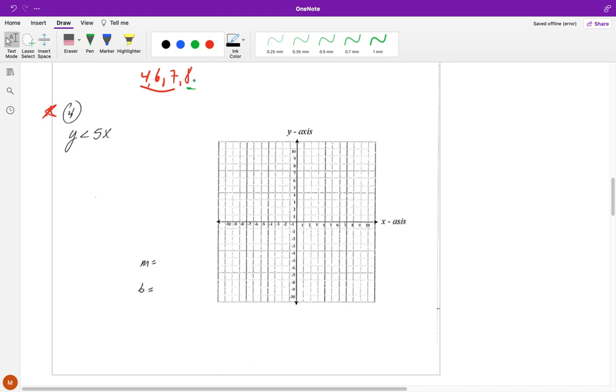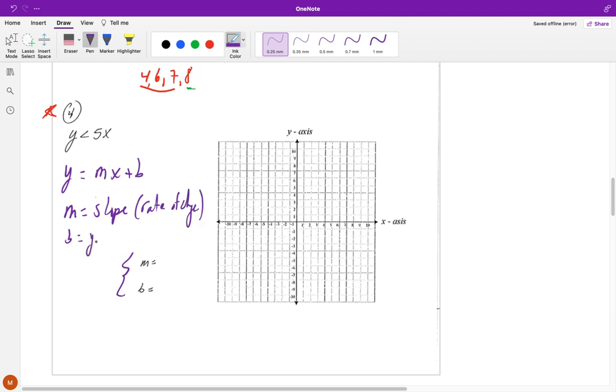All right, number 4. This one is 100% something like this will be on your quiz because it's forcing you to make sure you understand why we're picking the points that we pick to test. So from here, remember, you will need to identify your slope and your b. And our form that we normally graph is y is equal to mx plus b, where m is equal to our slope. So it's telling us our rate of change. And our b is equal to our y-intercept.